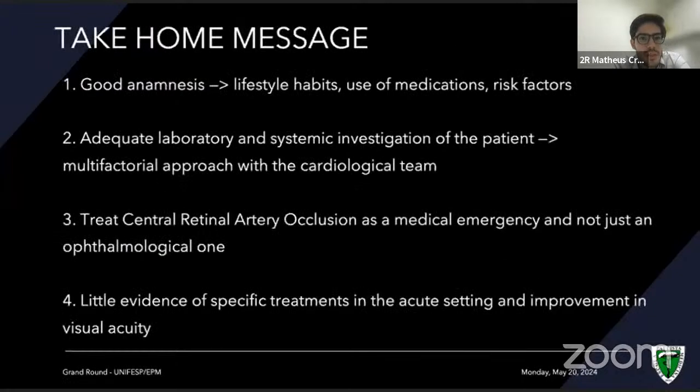So as a take-home message of this case, it's very important to have a good anamnesis in all cases. It's important to know the lifestyle habits, the use of medication, and the patient's risk factors. In the first meeting, the patient didn't tell us about the use of anabolics and other kinds of medications. The second is an adequate laboratory and systemic investigation of the patient, which is very important in cases like this. And a multifactorial approach with the cardiological team is also important.